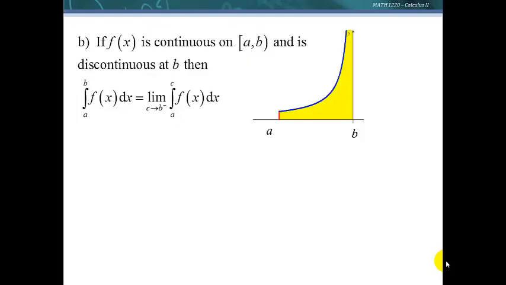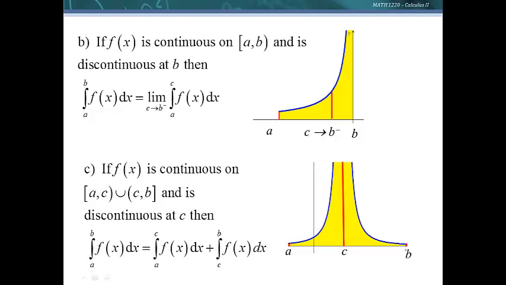If we have a function that is continuous on an interval that is closed at a, open at b, and it's discontinuous at b, then the integral from a to b of f of x dx is going to be, we're going to choose a c and then let c approach b from the left hand side. We will have the limit as c approaches b from the left hand side of the integral from a to c of f of x dx. And then our last case, we could have a discontinuity in between a and b.